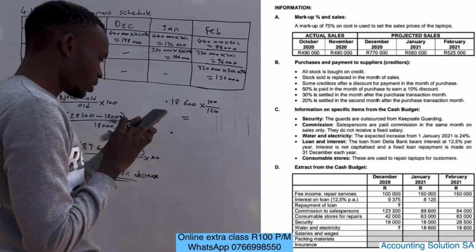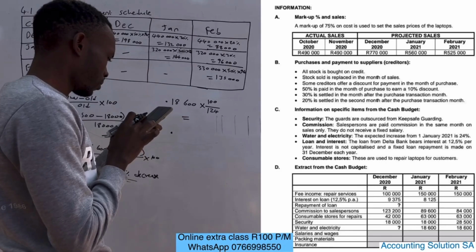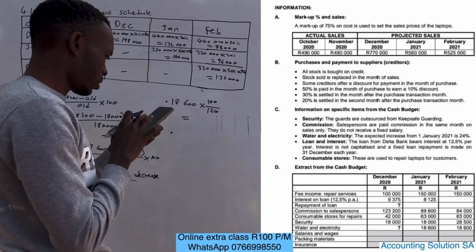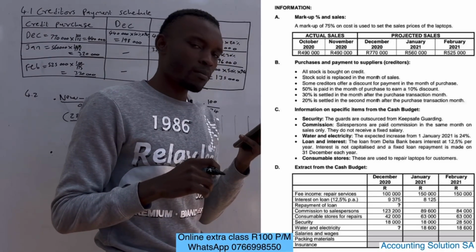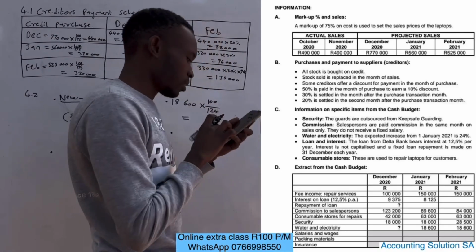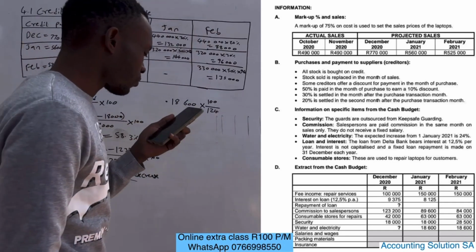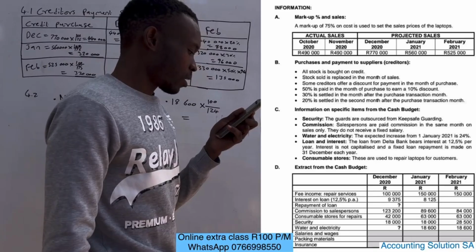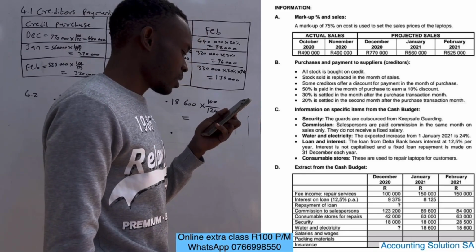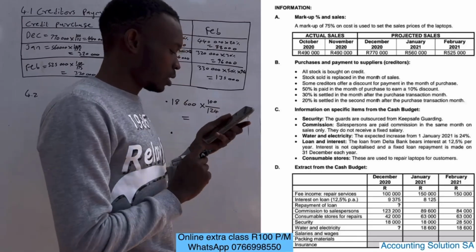The loan amount, they say that... let me check the question again. The loan repayment to be made in December. We are looking for the loan repayment. They said the loan from Delta Bank bears interest of 12.5% per year, the interest is not capitalized, and a fixed loan repayment is made. A fixed loan does not change, in other words.